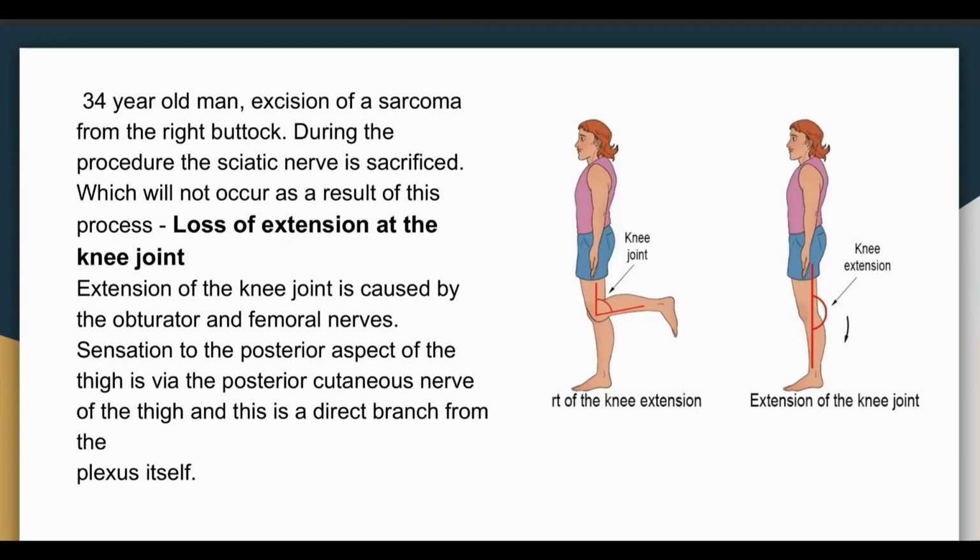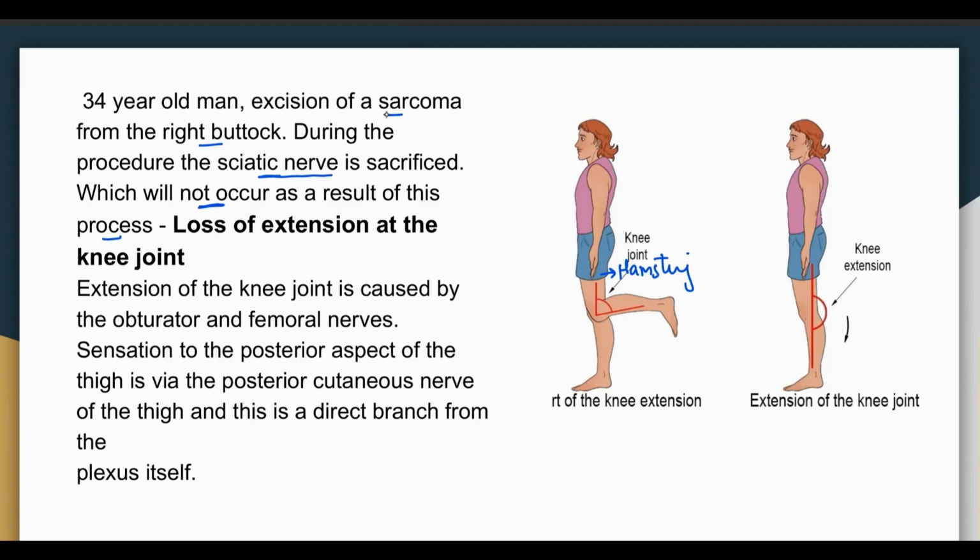A 34-year-old man had an excision of a sarcoma from the right buttock. During the procedure, the sciatic nerve is sacrificed. So what will not occur as a result of this? We have to select which function will not be lost. We know that the sciatic nerve is present in the posterior aspect and it supplies the hamstrings in the posterior aspect of the thigh and the posterior compartment of the leg as well.